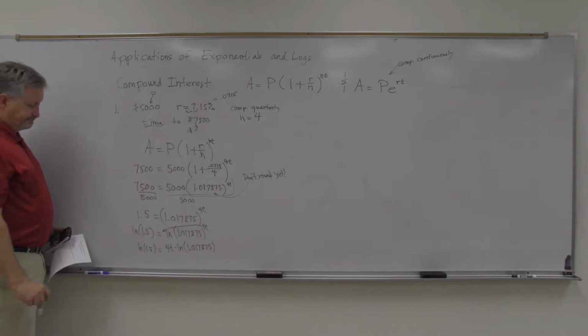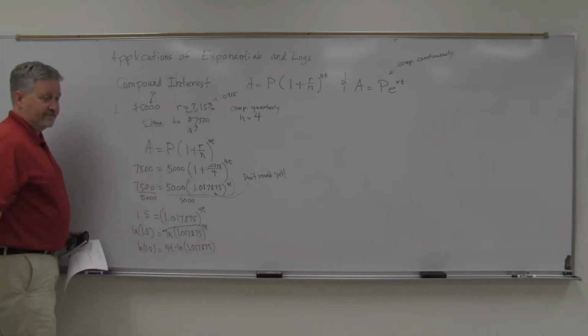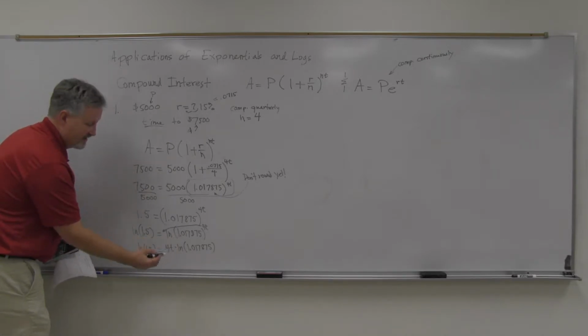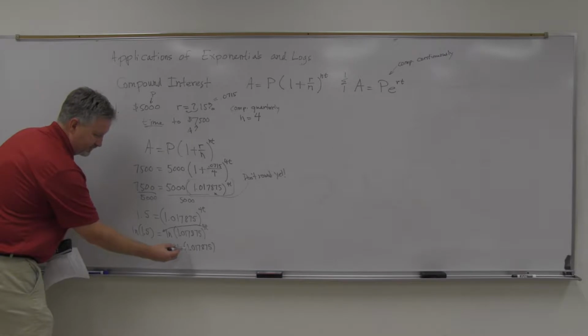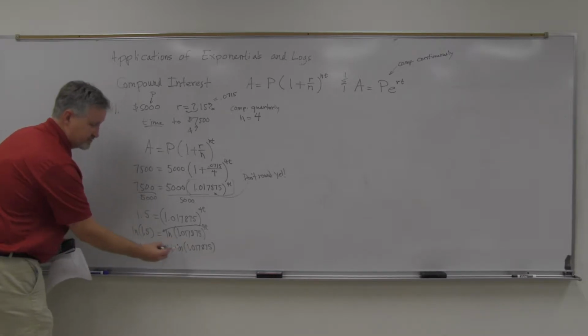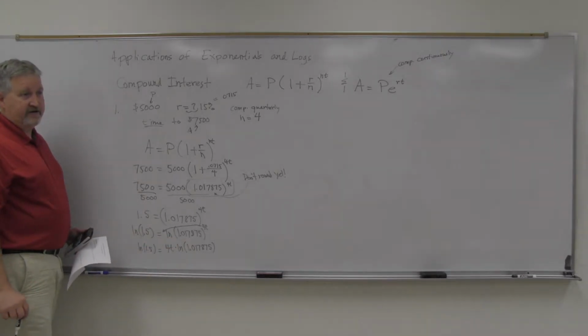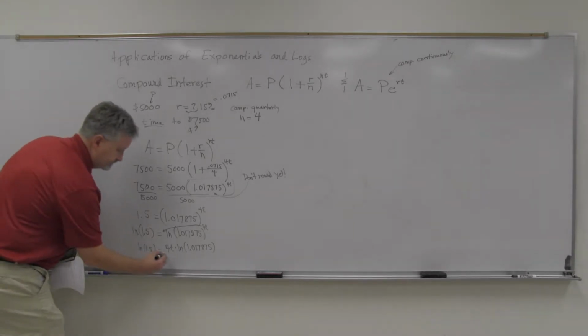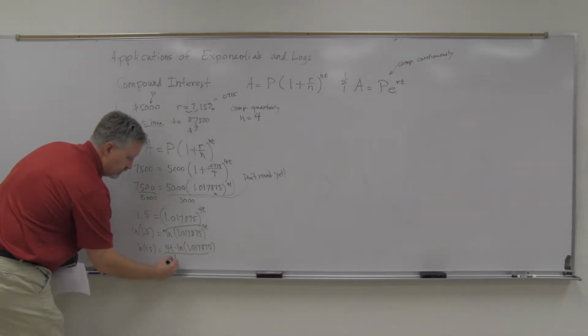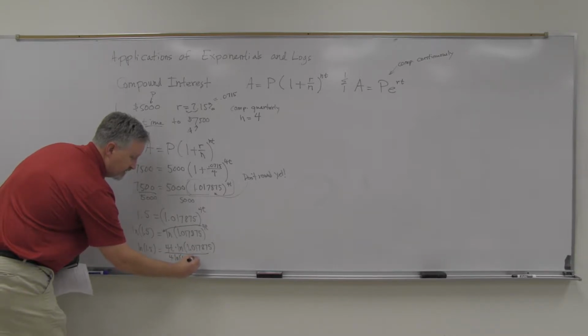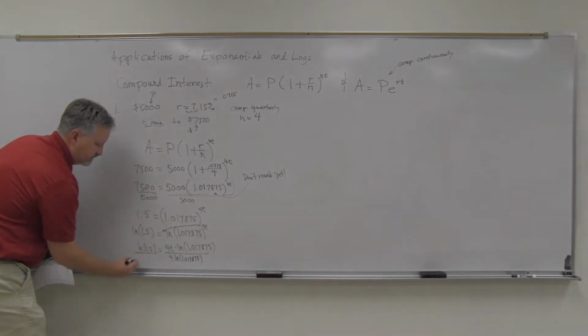All right. Well, now I can solve for t because, I mean, it's not nice numbers, but it's just two numbers multiplied by t. So how do I get rid of it? I divide them. So divide both sides by 4 ln 1.017875. So it's a little more to write, but you don't want to round it off until you get to the end.